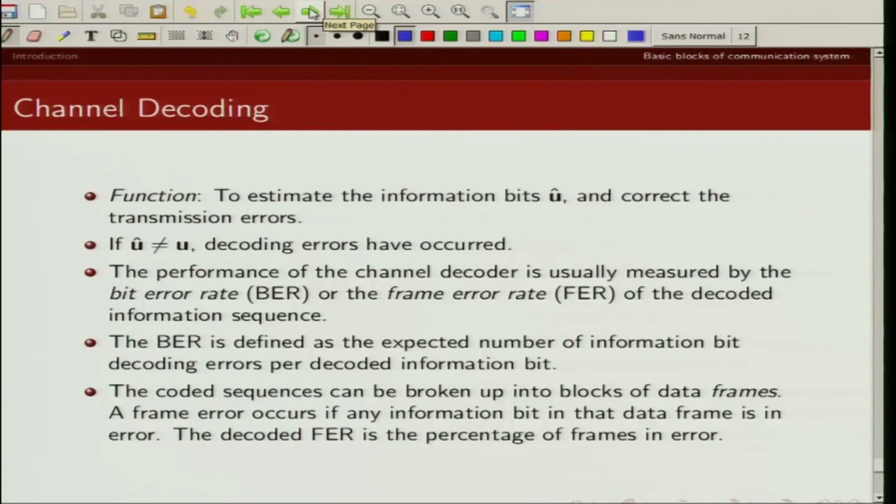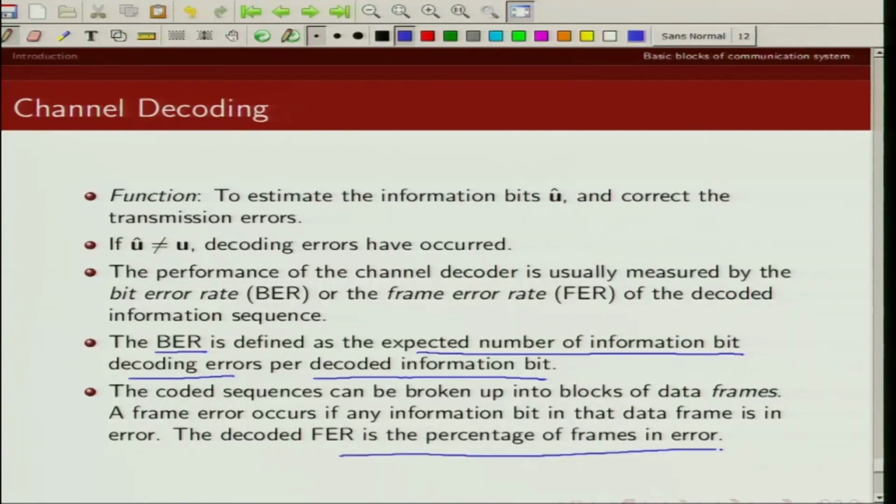So as I have already defined, the bit error rate is the expected number of information bit decoding errors per decoded information bit, and frame error rate is the percentage of frames which are in error, and a frame is a block of data.